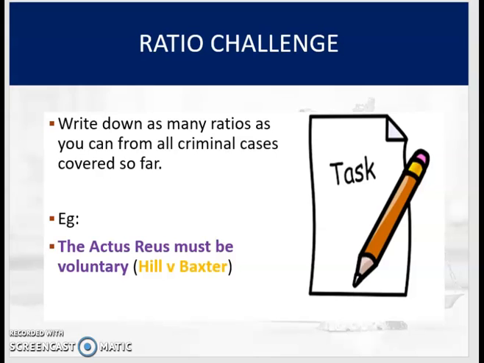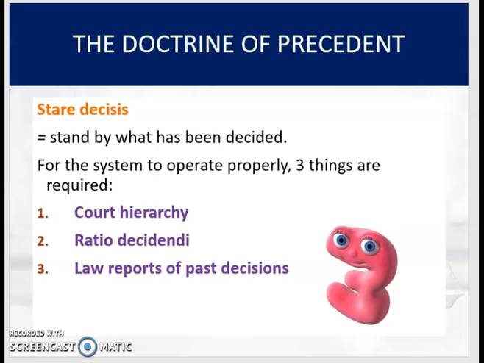Let's get back to looking at precedent. So what we've looked at then is court hierarchy. We've looked at ratio decidendi and compared that to obiter dicta, and we've seen that ratio is massively important for precedent to work, because in order to follow a past decision you have to have a rule that you're going to follow. So the last bit we need to look at in this video won't take us very long at all. We just need to have a look at what a law report is.